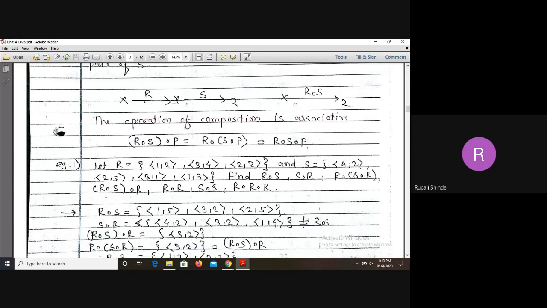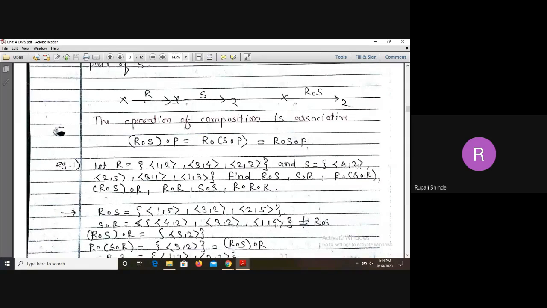Now observe what is the order pair of relation R. So the first order pair is 1, 2. So here the second element of this order pair is 2. So we have to find such an order pair in relation S whose first element is 2. Now check, we have to find such an order pair whose first element should be 2.